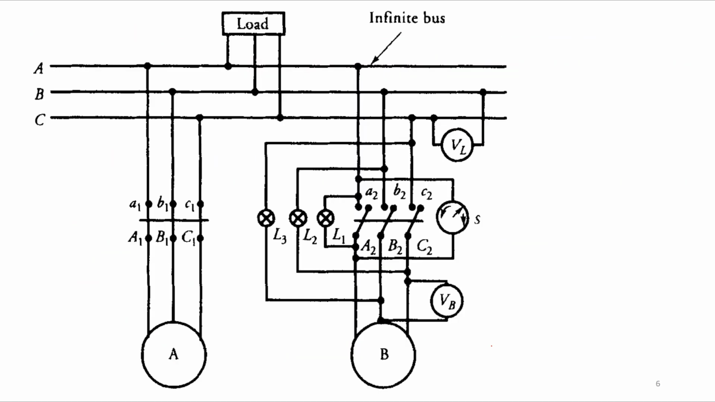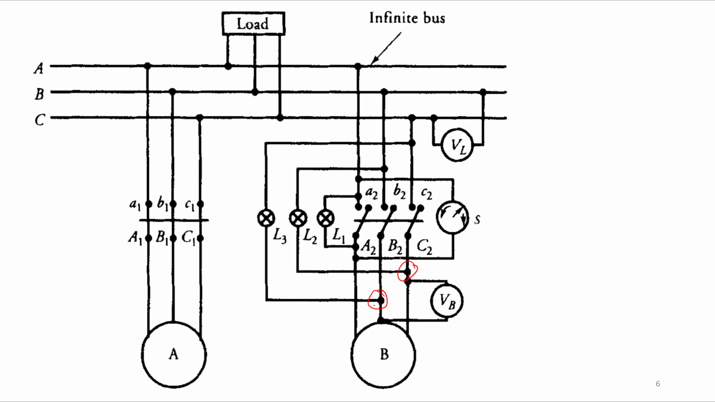Now this is not the dark lamp method. There are also many methods we can use. This is what we call the bright lamp method, right? So the connection is a little different from what you do in the lab. In the lab you connect exactly R phase to R phase, Y phase to Y phase, and B phase to B phase. But here the A phase is connected to A phase, B phase is connected to C phase, and C phase is connected to B phase, right? So this is called the bright lamp method.